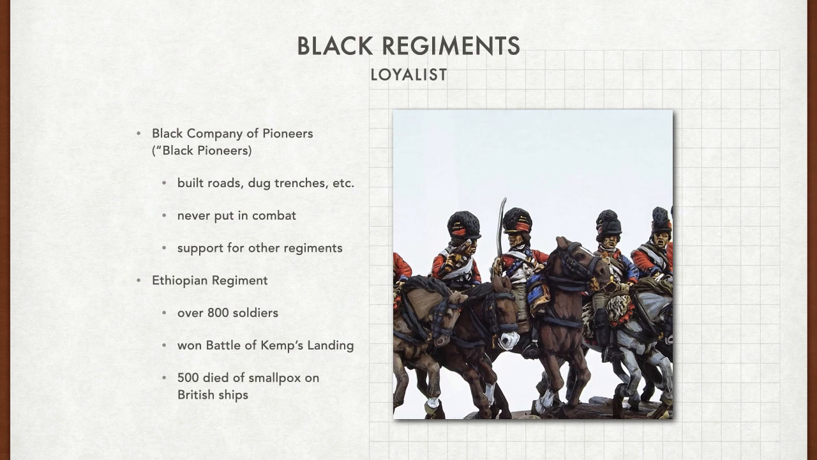Lord Dunmore had his own regiment of over 800 freed slaves called the Ethiopian Regiment, although they had nothing to do with Ethiopia. These were the 800 soldiers or freed slaves who ran away within the month of the proclamation, which we just mentioned, right?